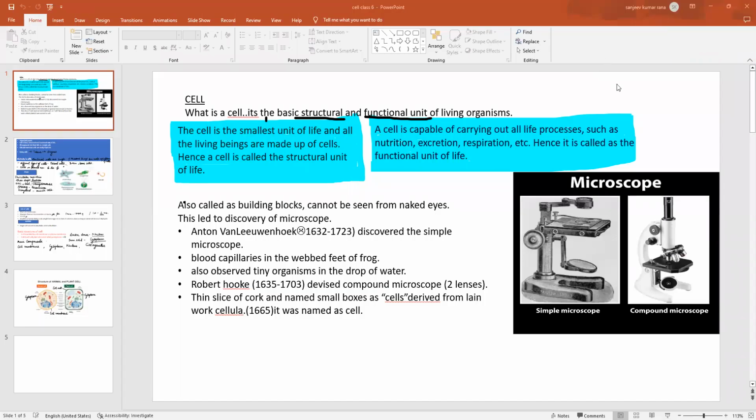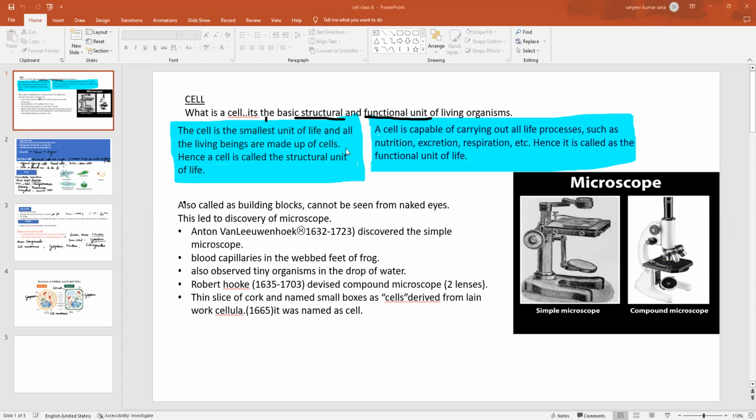Hello friends, today we are here to discuss the topic that is called cell. Whenever you read about the cell, what comes to your mind is: what is actually a cell?